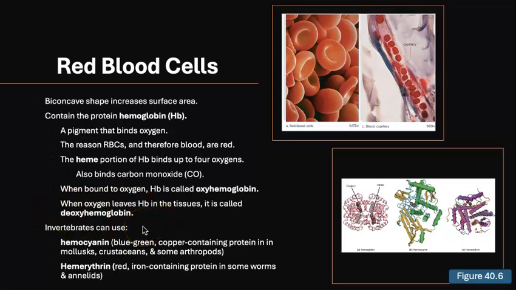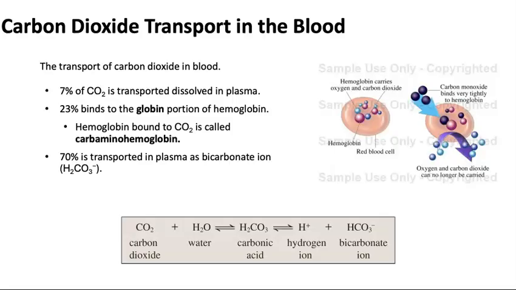Invertebrates can use other forms of this. You could see the molecules over here. We have our hemocyanin, which is going to be a blue-green copper-containing protein in mollusk crustaceans and some arthropods. And then we have our hemerythrin, which is a red iron-containing protein in some worms and annelids.